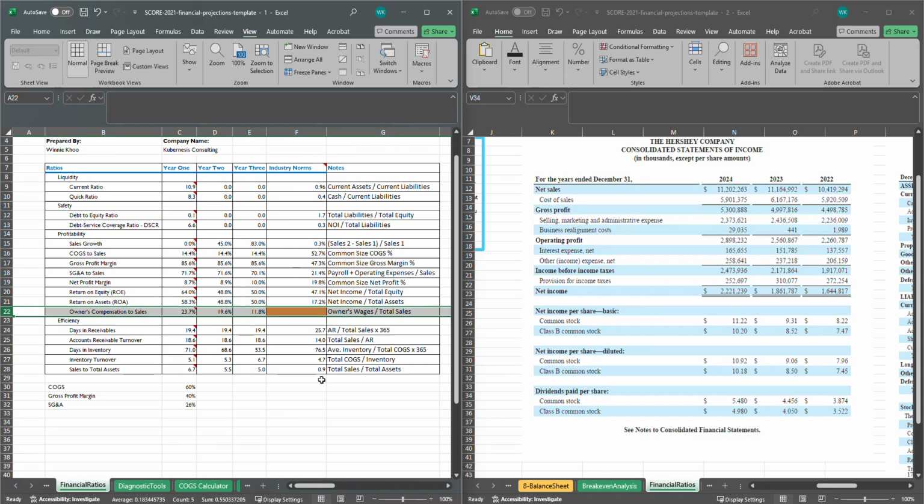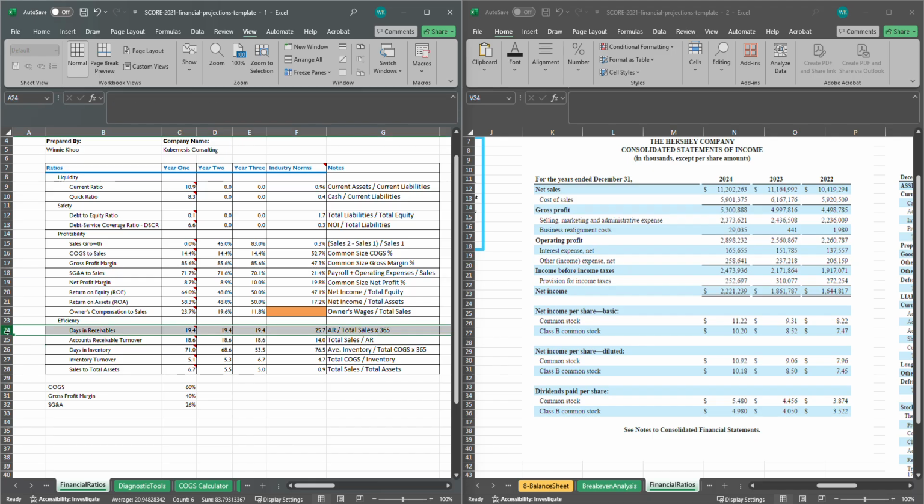And the last metric, I left it blank because I really don't know how much the owners are. Plus, as a publicly traded company, the owners are the stockholders, so it's not really an applicable ratio to compare. So now we can move into the efficiency sections.